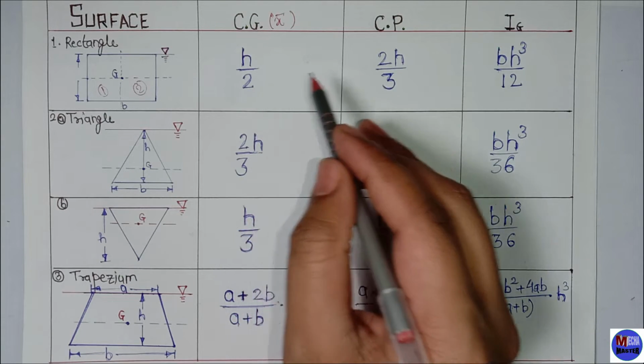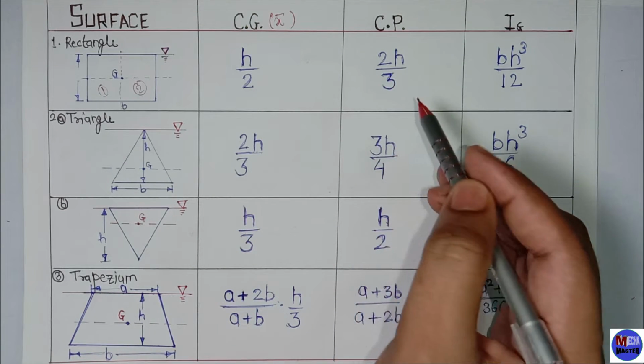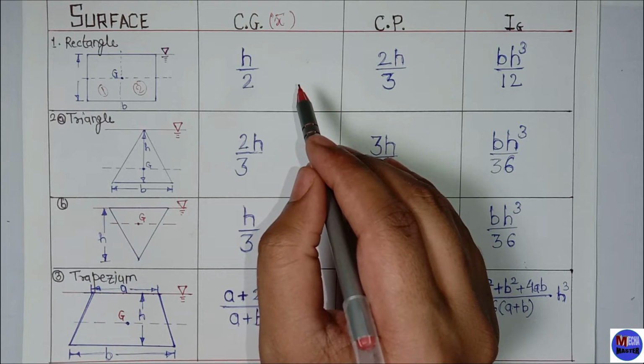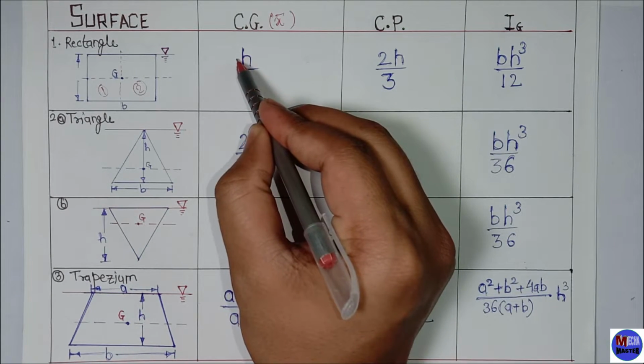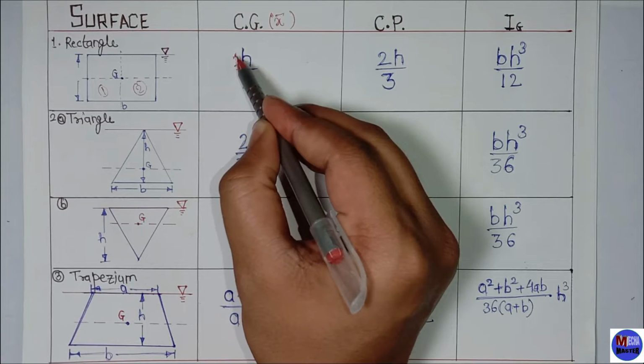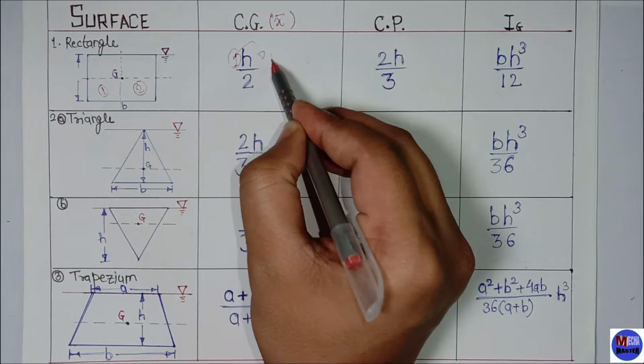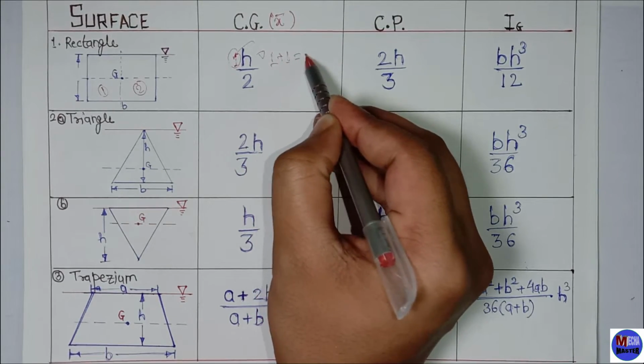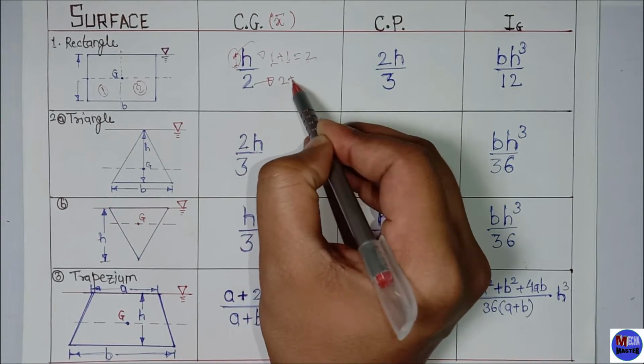So how you will find center of pressure? The trick is, what is the coefficient of h? The coefficient of h is 1. 1 plus 1 equals to 2. And 2 plus 1 is equals to 3.